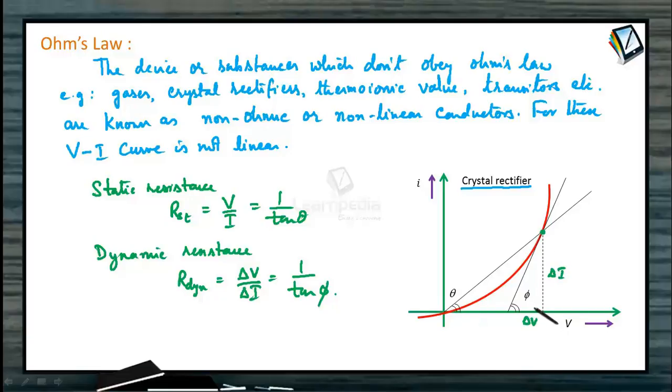Similarly, at this point we can consider this as V and I. So that is 1 by tan theta. 1 by tan theta is the static resistance. 1 by tan phi is the dynamic resistance for these non-linear, non-ohmic conductors, from the graph which we have drawn here.